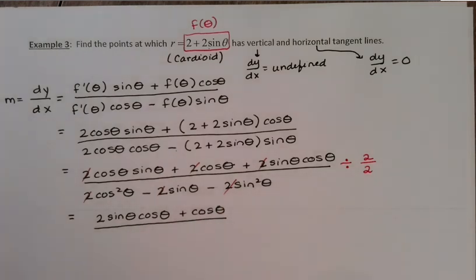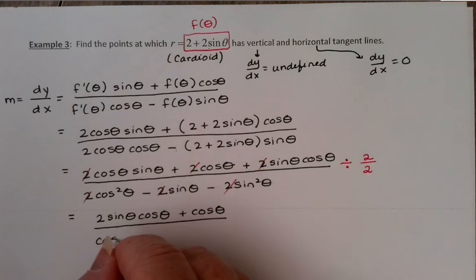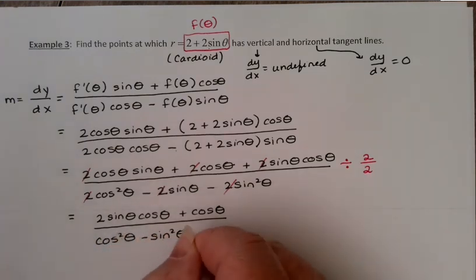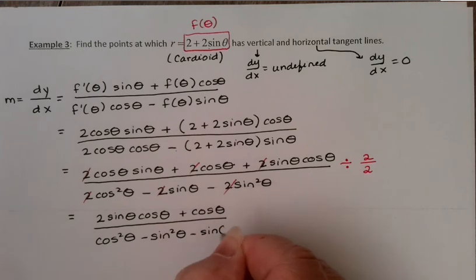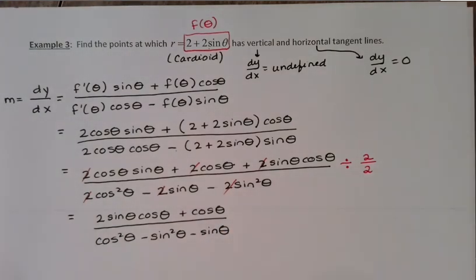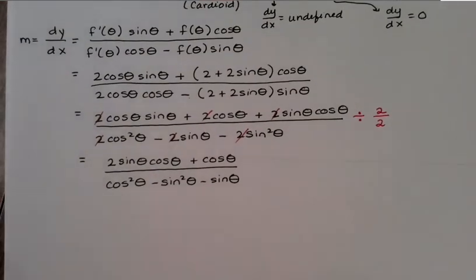And at the bottom, we got cos squared theta minus sine squared theta minus sine theta. All right, that's not bad. I'm going to go ahead and leave it like that. And once we figure out the theta values we want, we can use that to go from there. So what have we got here? I wanted to know where the slope was 0 or where it was undefined.